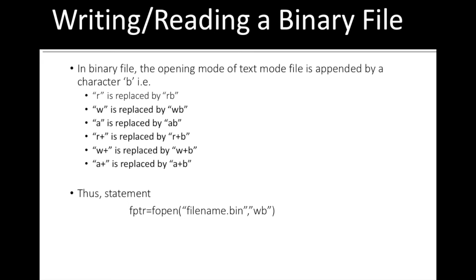Now in this video we will learn writing and reading a binary file. As we know, the modes for the fopen function to write, read or append a text file are r, w, a, and the advanced modes are r plus, w plus and a plus. Whenever we deal with a binary file, it is replaced by rb, or we can say r plus b. Both are valid. Then wb and ab, w plus b or a plus b.